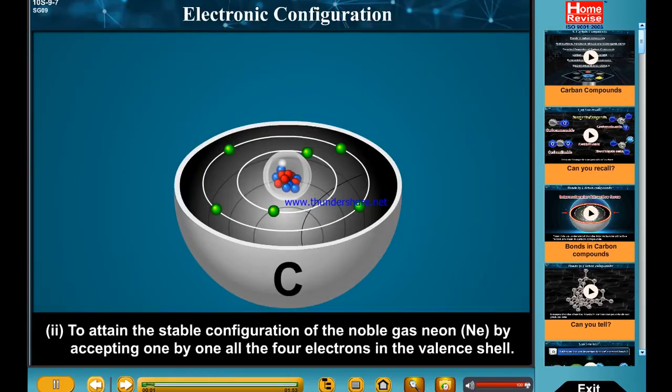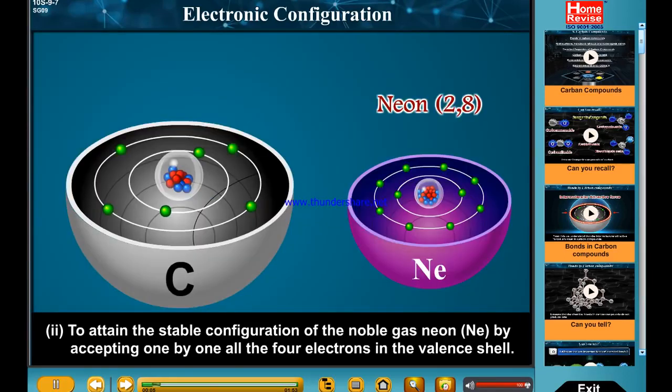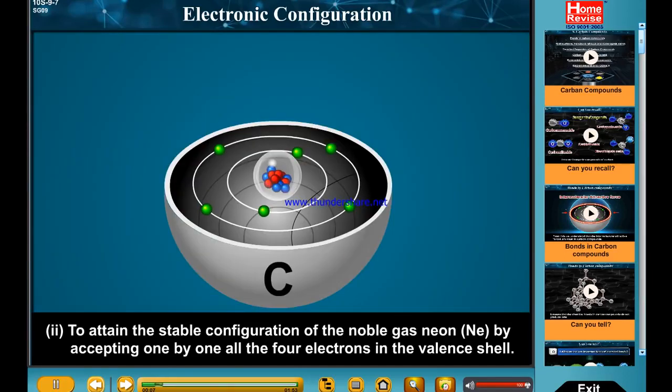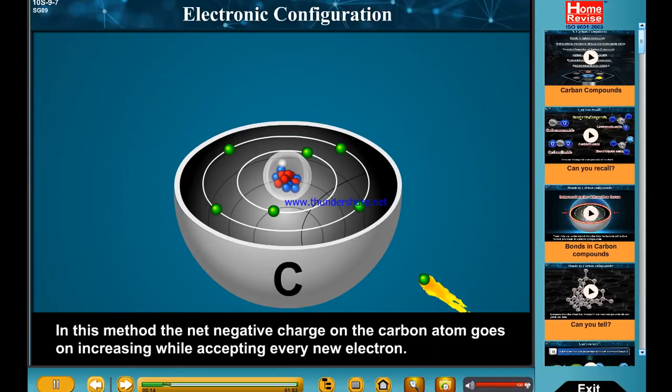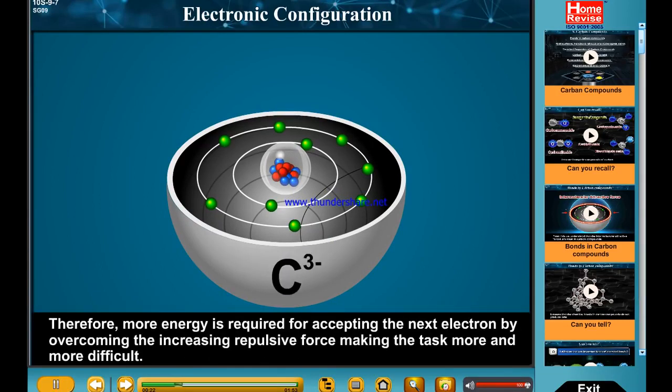Second, to attain the stable configuration of the noble gas neon, Ne, by accepting one by one all the 4 electrons in the valence shell. In this method, the net negative charge on the carbon atom goes on increasing while accepting every new electron. Therefore, more energy is required for accepting the next electron by overcoming the increasing repulsive force, making the task more and more difficult.